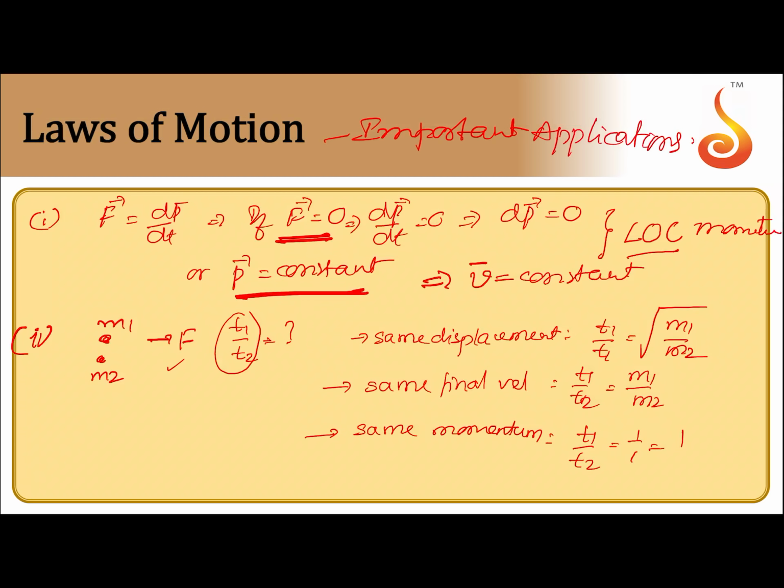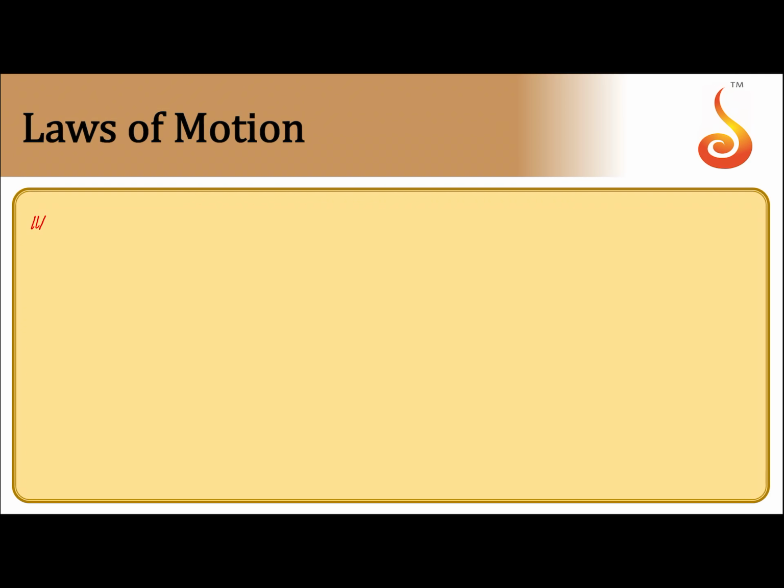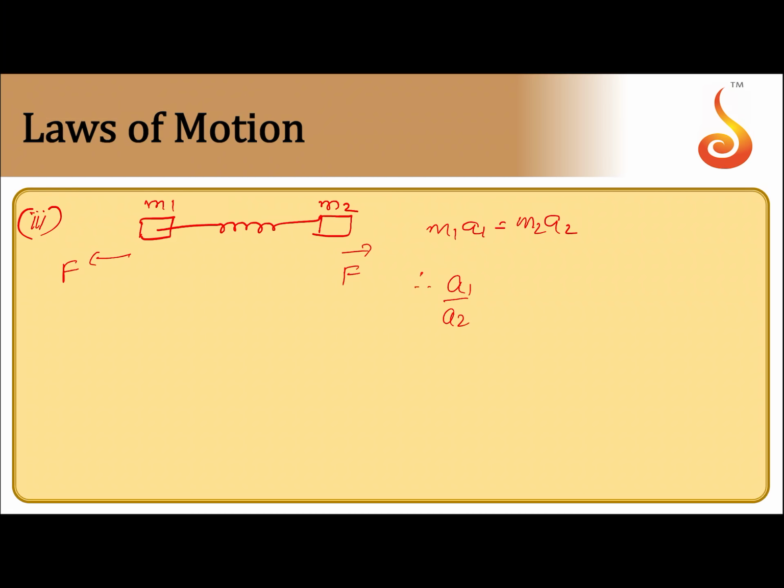One more application. Suppose we consider two objects of masses M1 and M2 connected by a spring. Let's assume that they are pulled apart with the same forces F each. Then M1A1 is equal to M2A2, and their accelerations A1 by A2 are in the ratio M2 divided by M1. So remember these simple results, quite useful.